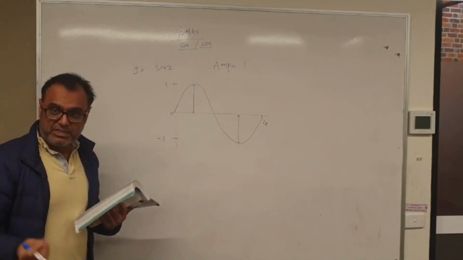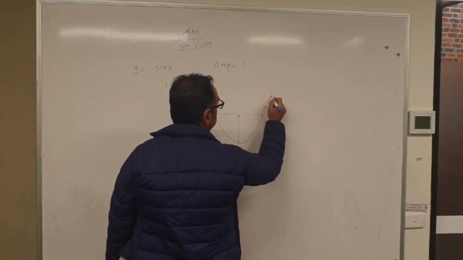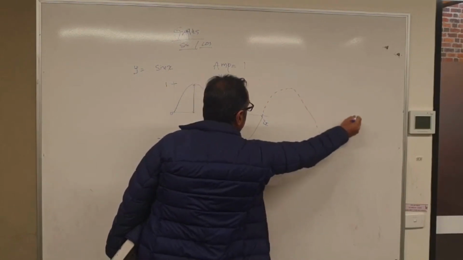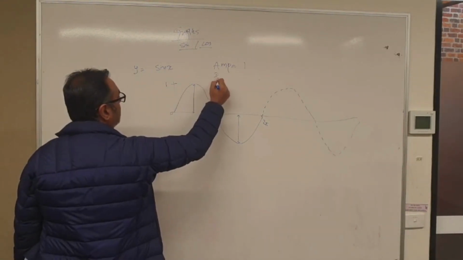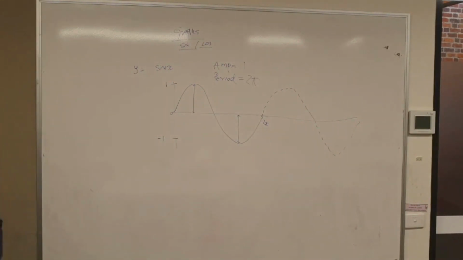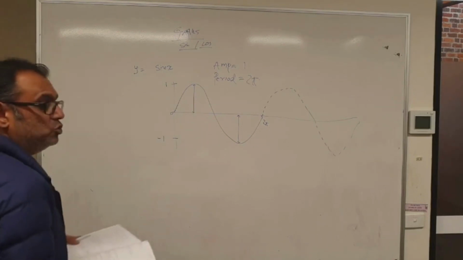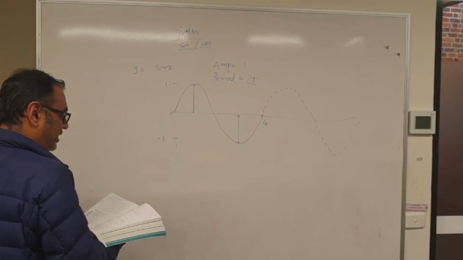Period is where it repeats. It starts to repeat after 2 pi. So after 2 pi, it will start to repeat. So I call that the period, which is 2 pi. Right? Easy so far? Now, this is a periodic function. The graph repeats itself after 2 pi's. The amplitude is the maximum, minimum is -1 and +1.